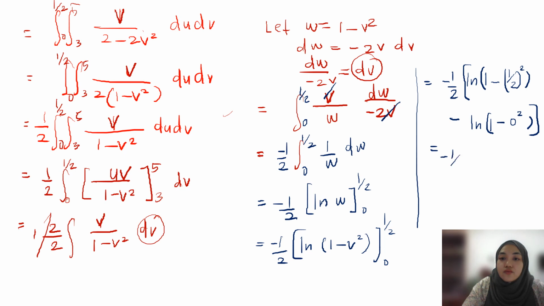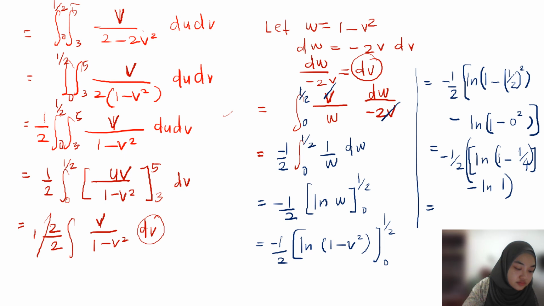So you get negative 1 over 2 ln, and this one you will get 1 minus 1 over 4, which is 3 over 4, minus ln 1. So your final answer we can write as negative 1 over 2 ln 3 over 4. Okay, so this is the final answer for this question.